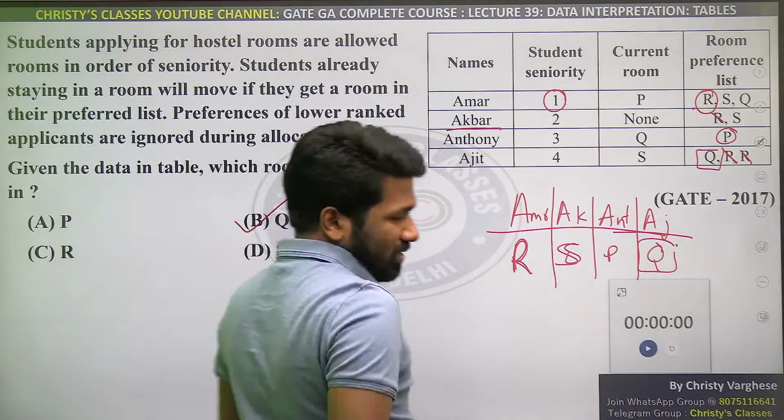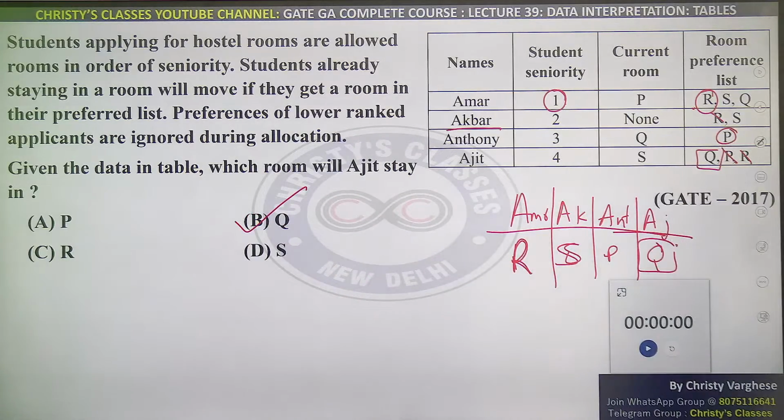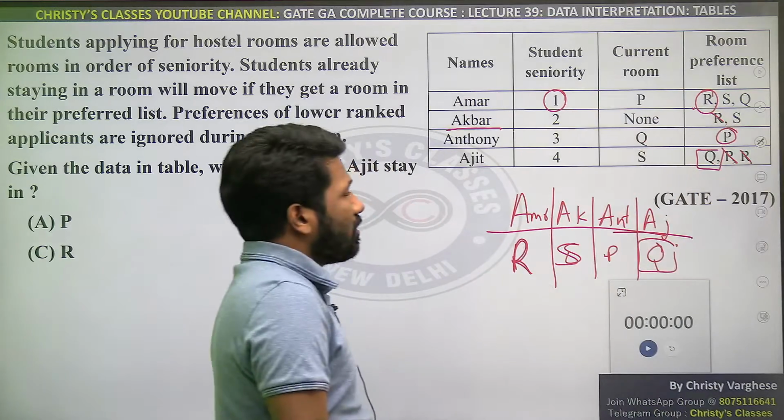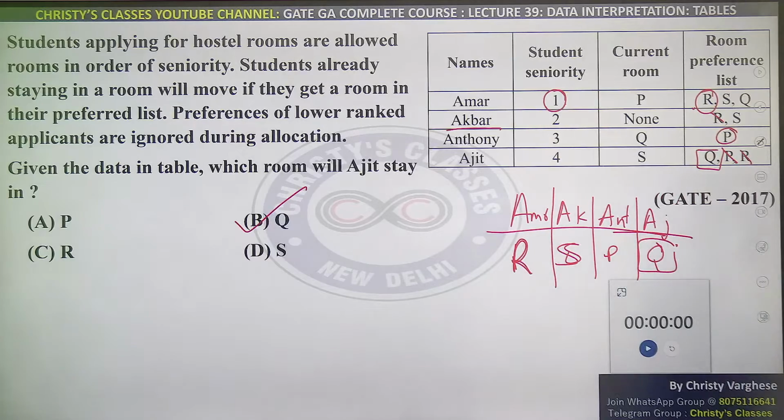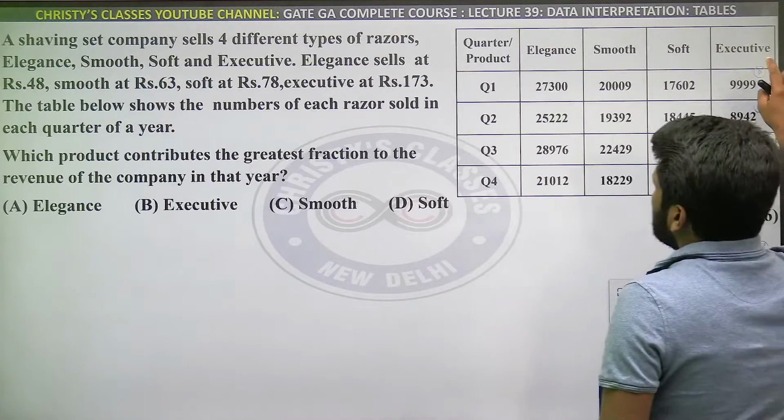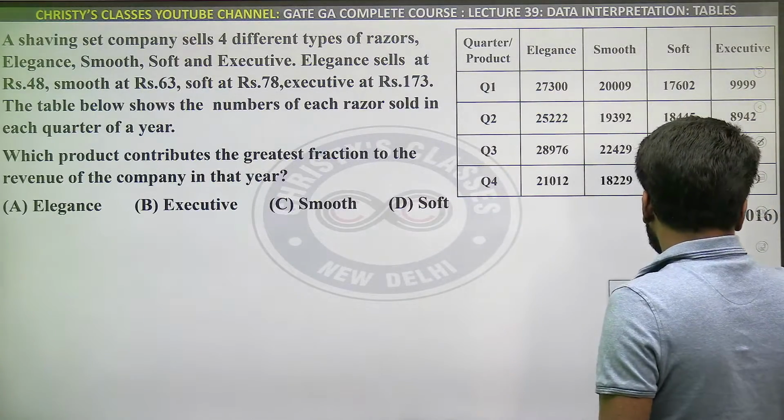It is a super easy question, na? Is that clear, all of you? Very simple question. It is all about understanding the question properly. 2017 GATE exam problem. If that is clear, try the next question, please.